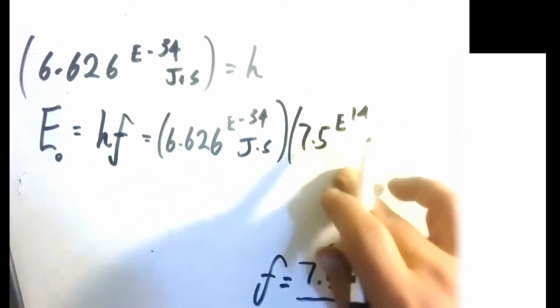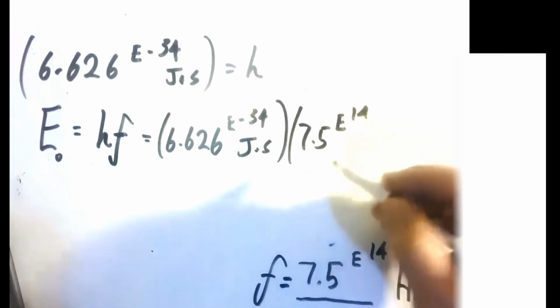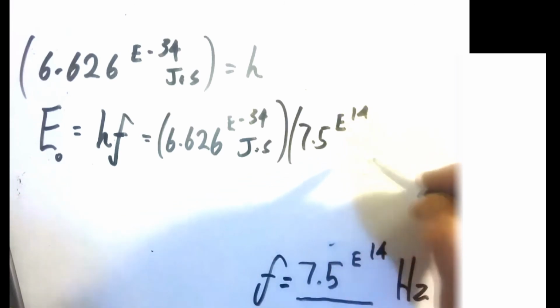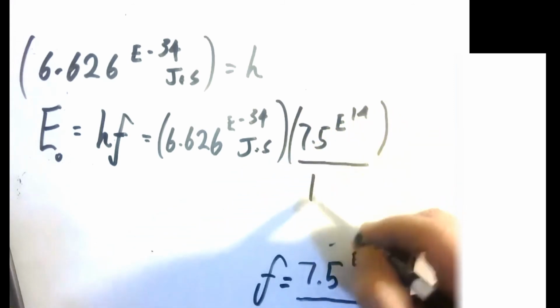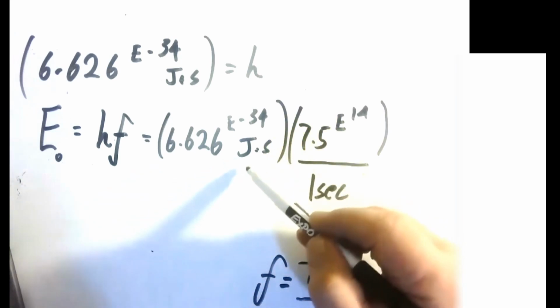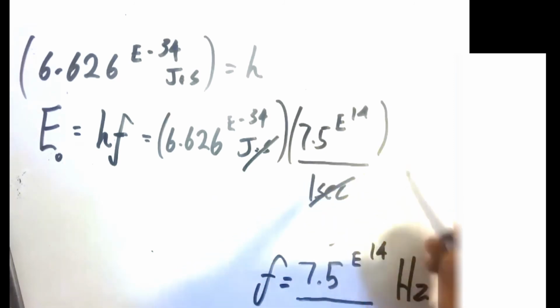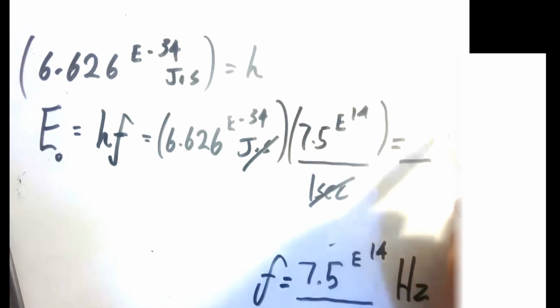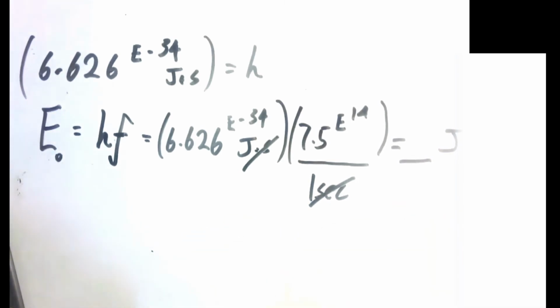Let me just point out something to you. Hertz just means cycles per second. So in a sense, this is like 7.5 E14 divided by 1 second. So with a moment's thought, it should be obvious that the second that's attached to Planck's constant and this number on the bottom is going to cancel out. And so whatever our answer is going to be, it's going to be in joules. So that's our setup. And now we do the calculation.